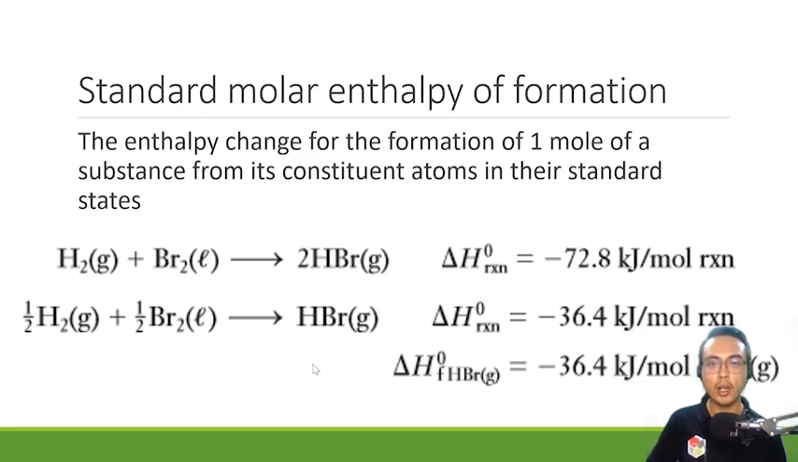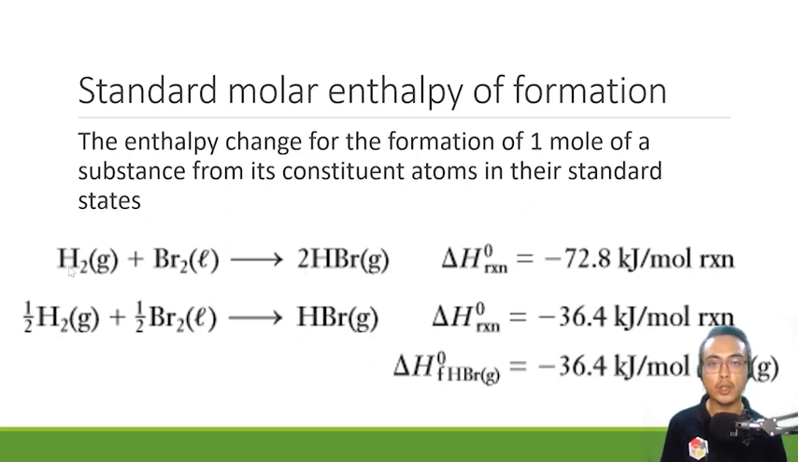So for a thermochemical equation to be a standard molar enthalpy of formation reaction, it has to satisfy 3 criteria. The first criterion is you should only have 1 product. In this case, we have 1 product. The second criterion is that all of your reactants should be elements in their standard state. So hydrogen, standard state is gas, check. Bromine, standard state is liquid, check. And the last criterion is that when you balance your chemical reaction, your product should only have a coefficient of 1. And that's what separates the first equation from the second equation.